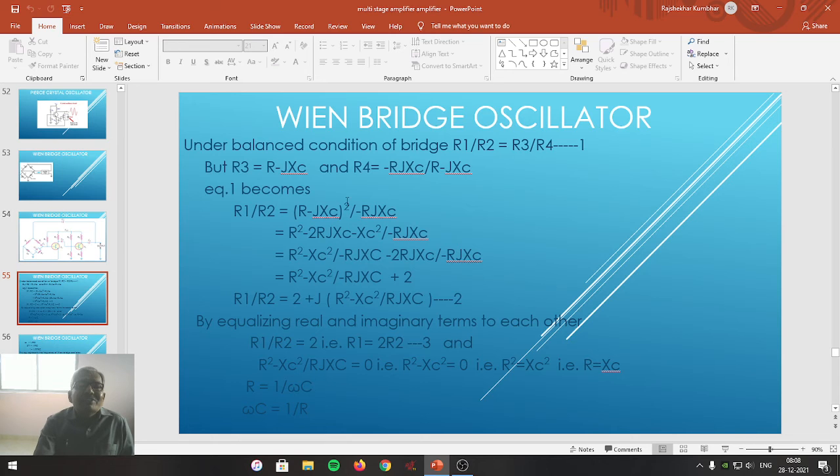By squaring the bracket, we can get R square minus 2RjXc minus Xc square upon minus RjXc, which one can write as R square minus Xc square upon minus RjXc, minus 2RjXc upon minus RjXc.